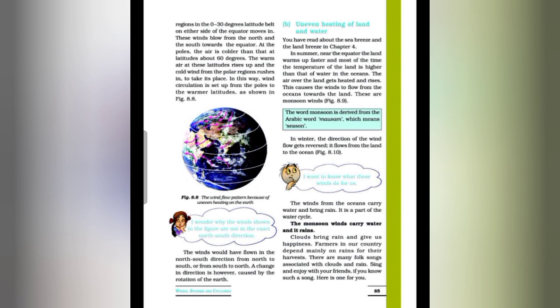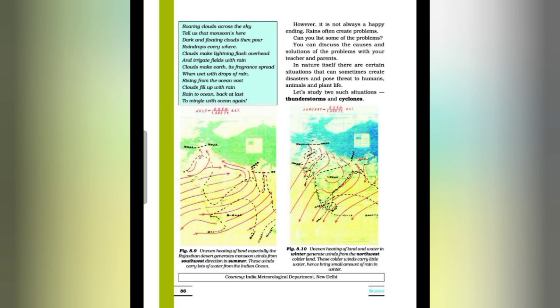And in India, the land gets heated much more than water in the Arabian Sea and Bay of Bengal during the summer. So the monsoon winds which blow from the Arabian Sea and Bay of Bengal bring heavy rainfall in most parts of India. So the summer monsoon is very important to the farmers in our country because most of the annual rainfall occurs at this time and helps in growing crops. Many farmers in our country depend mainly on rain for the irrigation of their crops.